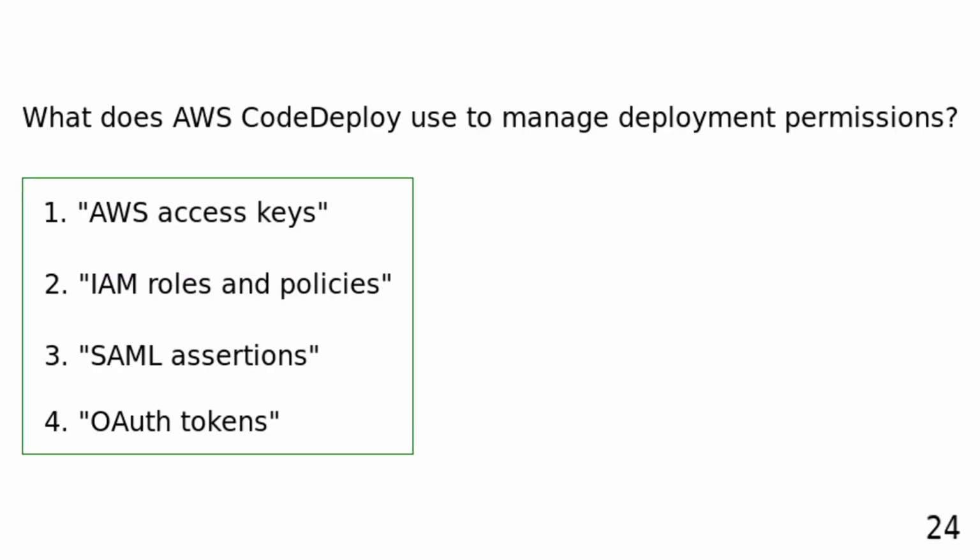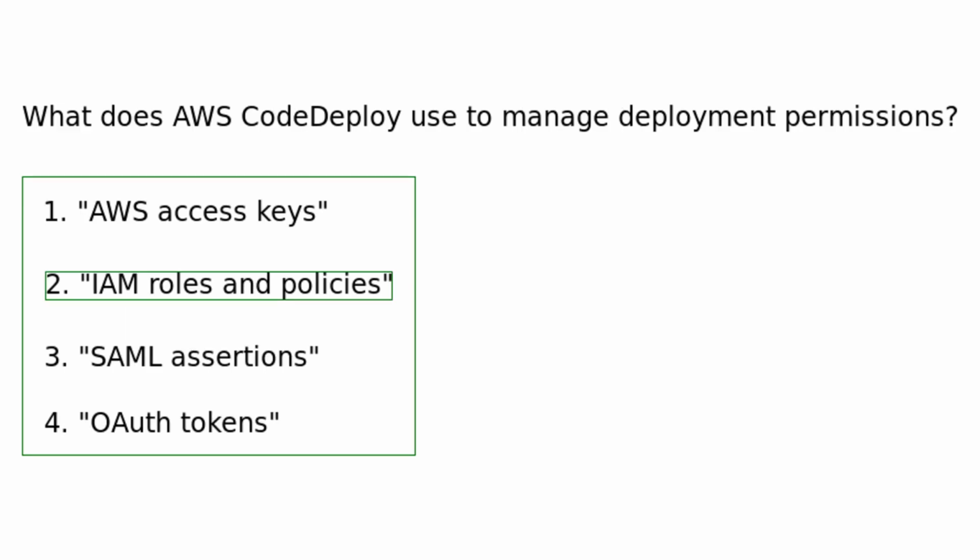What does AWS CodeDeploy use to manage deployment permissions? AWS access keys. IAM roles and policies. SAML assertions. OAuth tokens. AWS CodeDeploy uses IAM roles and policies to manage deployment permissions securely.